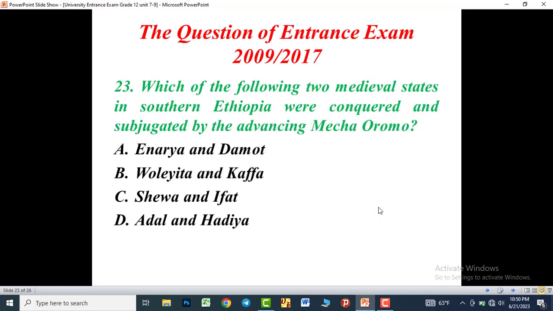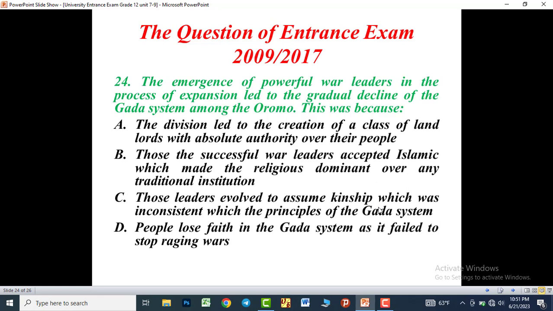Question number 23. Which of the following two medieval states in southern Ethiopia were conquered and subjugated by the advancing Oromo? A. Enarya and Damot, B. Wolayta and Kafa, C. Shewa and Ifat, D. Adal and Hadiya. Question number 23, correct answer is B.